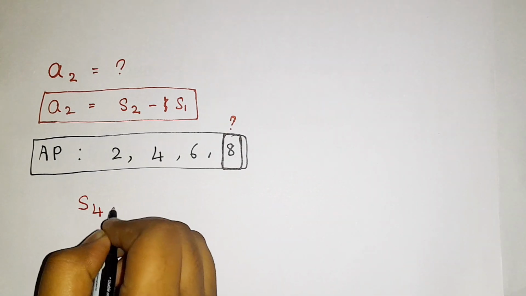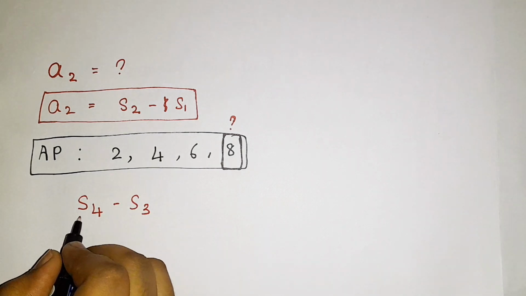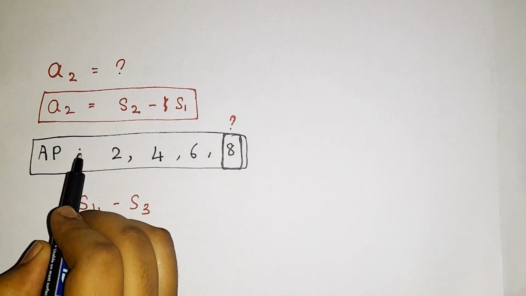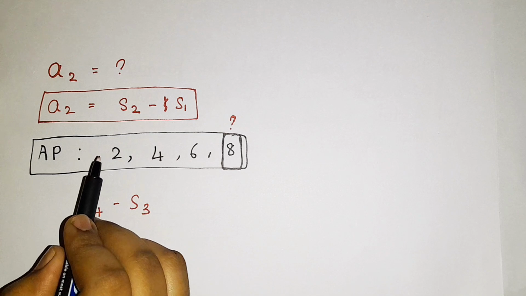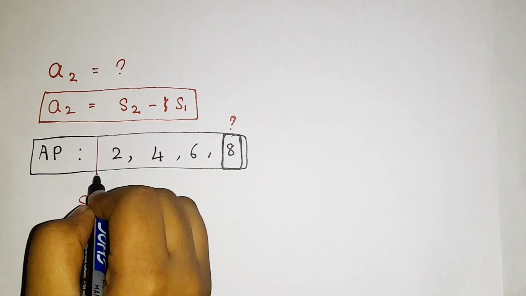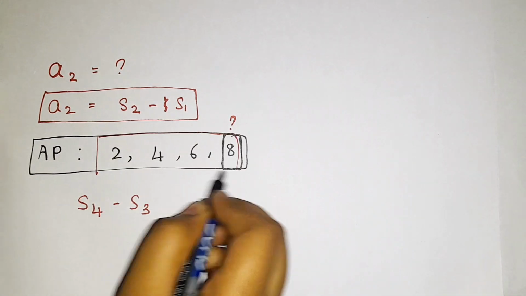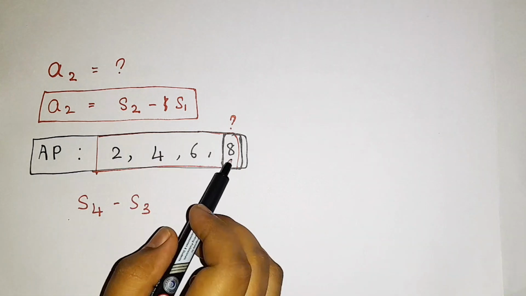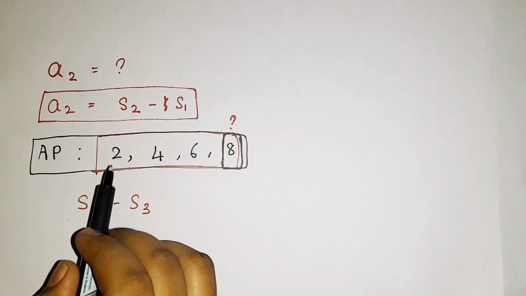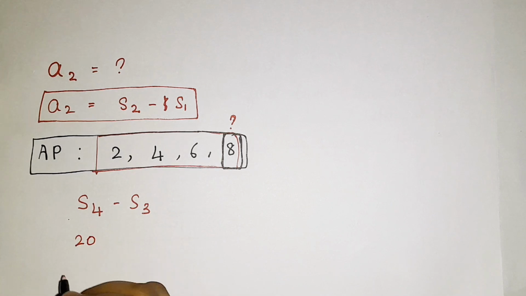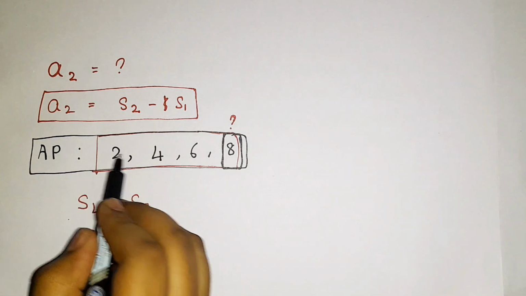Sum of 4 terms minus sum of 3 terms. Why? Because sum means we are supposed to include everything, I mean 2, 4, 6 and 8. We add everything, then only we get the sum of 4 terms, which is 1, 2, 3, 4 terms. So 2 plus 4 plus 6 plus 8, when we add them, we get 20. Then minus the sum of 3 terms. Here which ones are the 3 terms? 1, 2, 3.